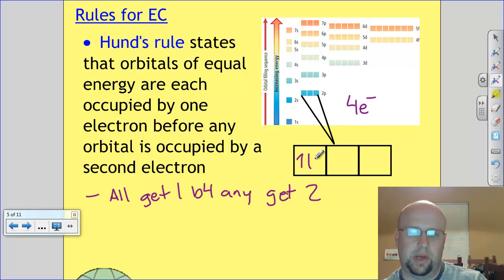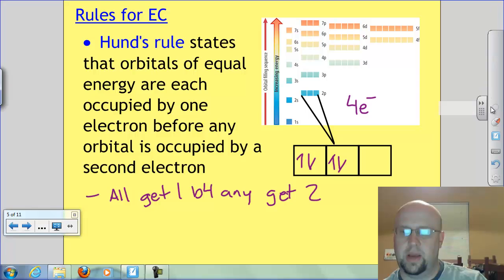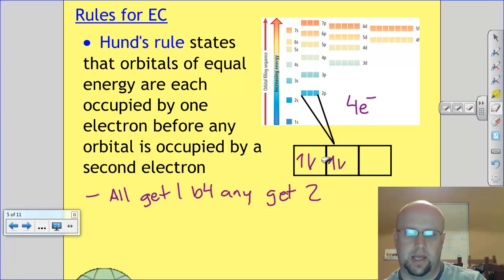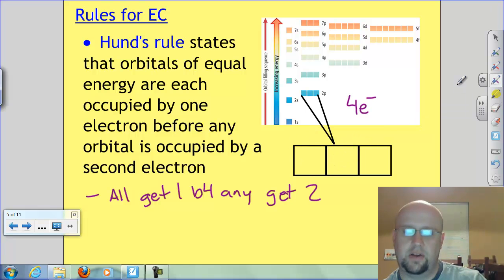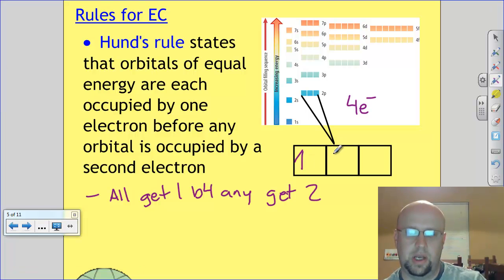And ordinarily what we might do is say, okay, well, I know according to the other two rules I can only put 2 in each, and so I've got this blank one here. Okay, but that's not right. What Hund's rule says is correct then, is that instead of putting 2 in each and then having an empty one, you have to go through and put 1 in each one first.